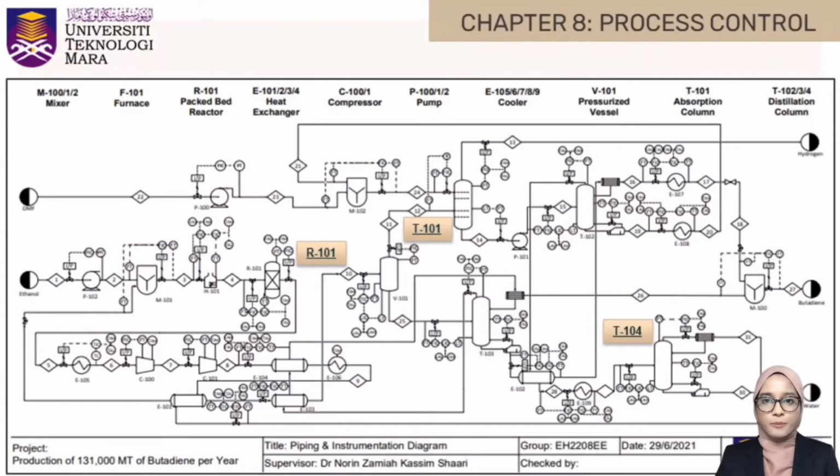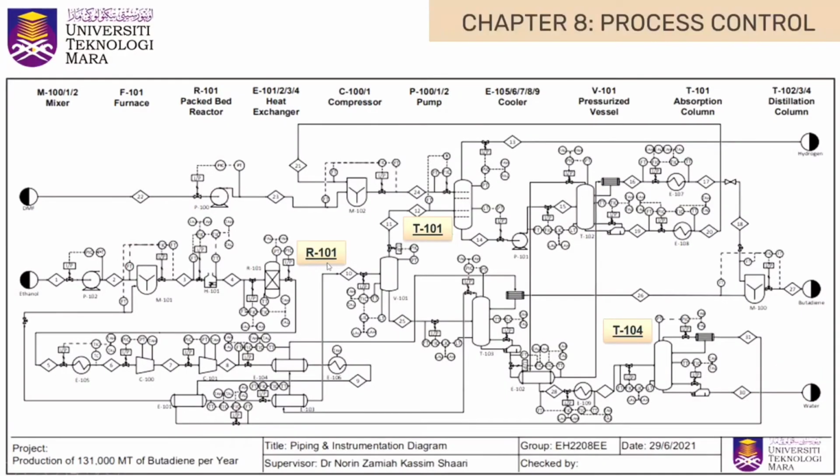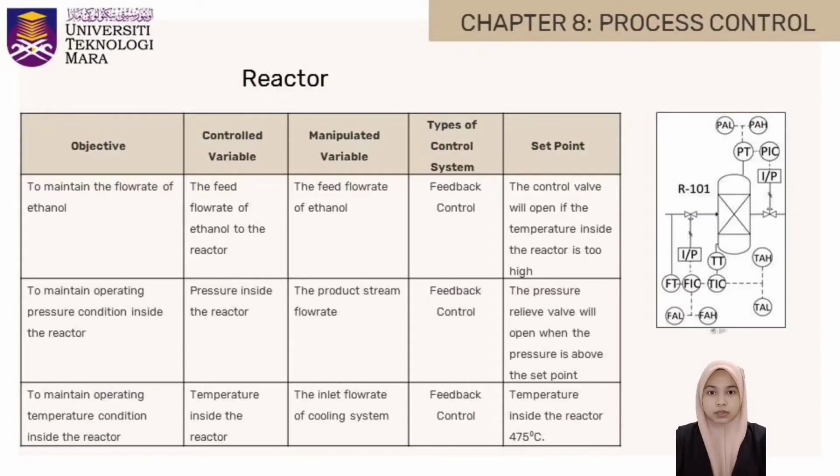This is the overall piping and instrumentation diagram for our butadiene production plant. For the reactor, there are three controllers installed, which are flow controller, temperature controller, and pressure controller. A feedback control system is used for all types of controller. The flow controller is installed at the inlet of the reactor to maintain the flow rate of ethanol.